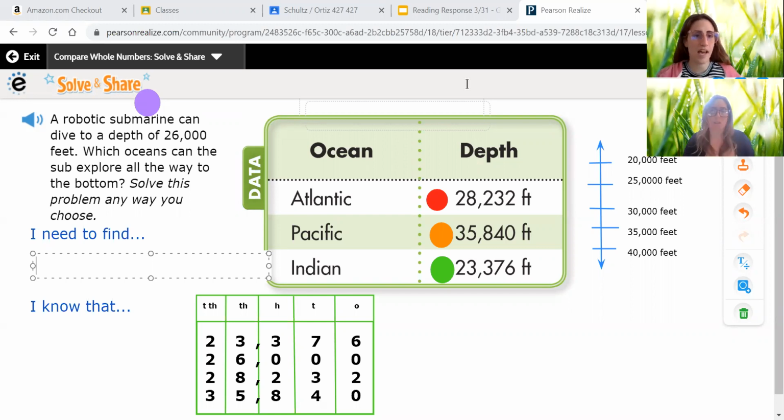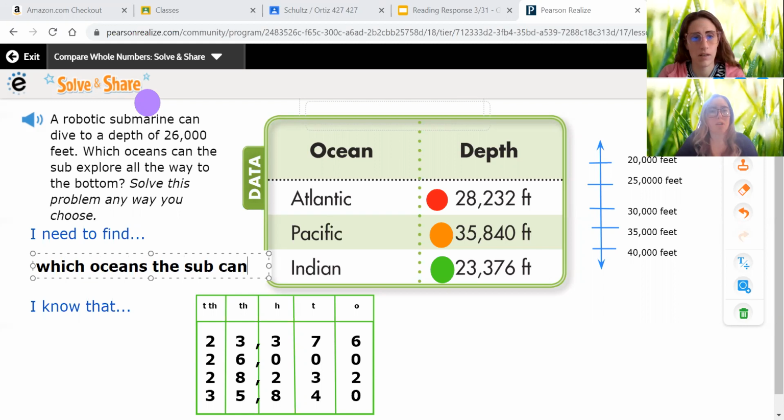So let's start with the solve and share, Ms. Schultz. The question is, a robotic submarine can dive to a depth of 26,000 feet. Which oceans can the sub explore all the way to the bottom? We have a chart here with our data showing the oceans and the depths. So what do we need to find? I need to find which oceans can the sub explore all the way to the bottom.